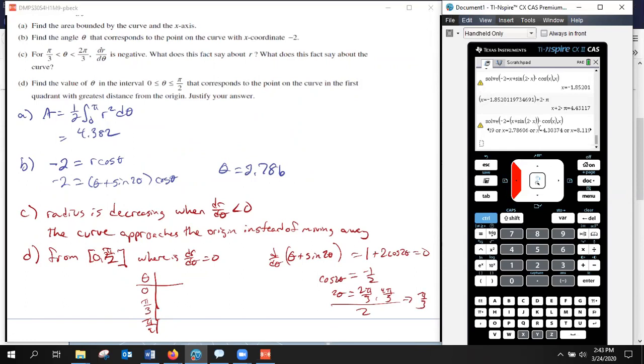So now I establish what is r of theta. What is r of 0? r of 0 ends up being 0. r of pi over 3, if I plug this into the calculator, will give me 1.913. And r of pi over 2 ends up being just pi over 2, which is 1.571. So the answer is when theta equals pi over 3.